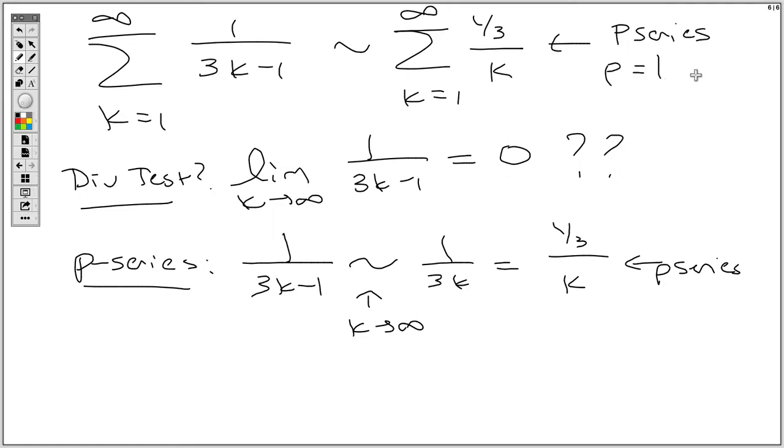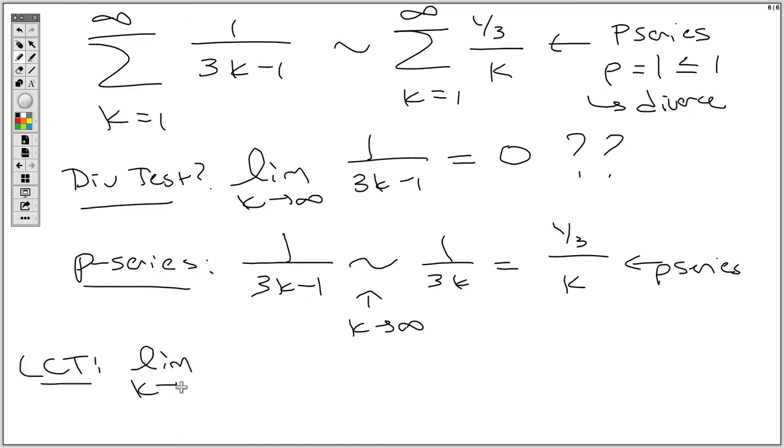1. And what's important about the number 1 when it comes to p-series? What's that tell us? Yeah, it has to be greater than 1 to converge. This is less than or equal to 1, so that means that this series is going to do what? Diverge. Good. So we're all set for the limit comparison test.